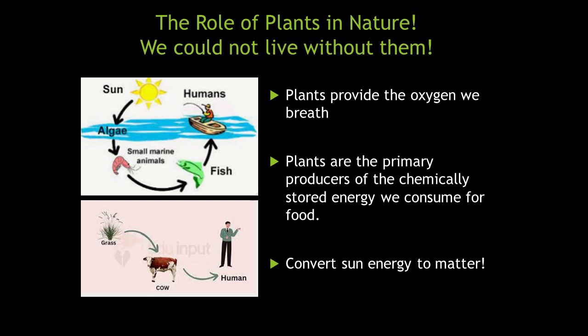And they're so important because plants are the primary producers of the chemically stored energy that we consume as food. You've heard of the food cycle, haven't you? So in this diagram you can see the sun. There's algae that's doing it. The whole food cycle leads to food. You've got the grass that the cows eat, and we eat the cows. But that's the big thing.